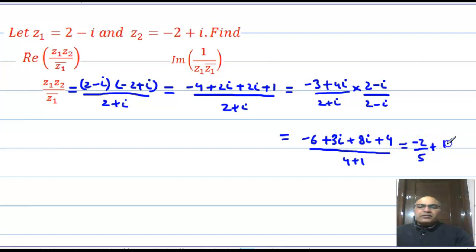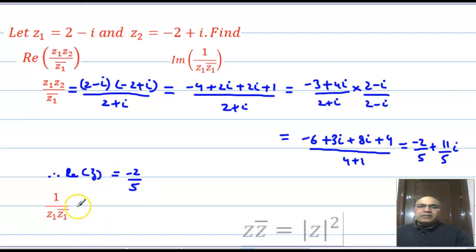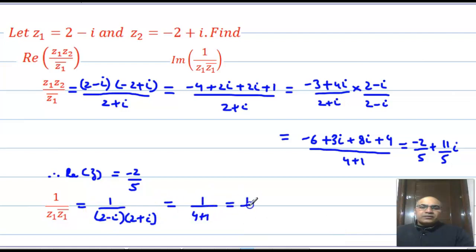Minus 2.5 plus 11.5 iota. Now therefore real part of z is minus 2 upon 5. Now next one is imaginary part of 1 upon z1 conjugate. 1 upon z1 conjugate is equal to 1 upon 2 minus iota, which is equal to 1 upon 4 plus 1 equal to 5. Therefore imaginary part of that is 0.